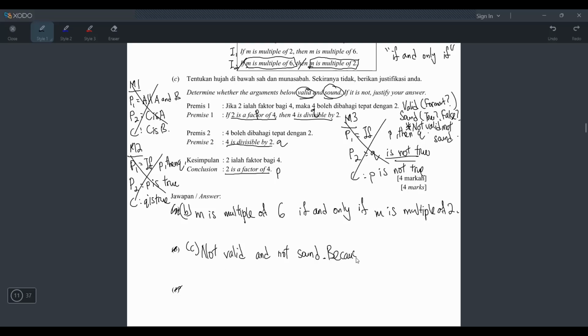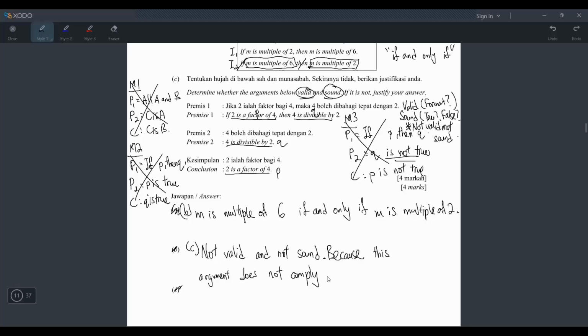So the reason why I say it's not sound is because it's not valid, right? So I think I have to give a reason why I say it's not valid. It's because it doesn't follow any of this, right? So I will write, because this argument does not comply, or you can also say the word follow, does not comply with valid form of deductive argument.